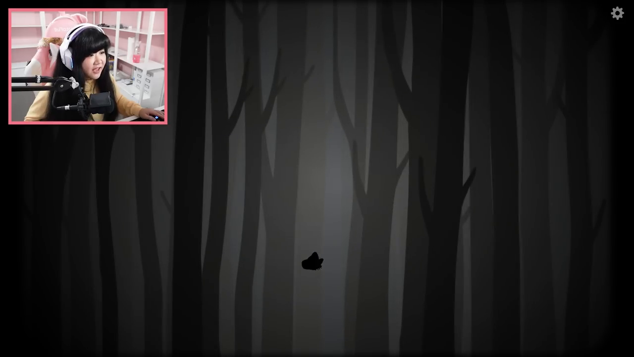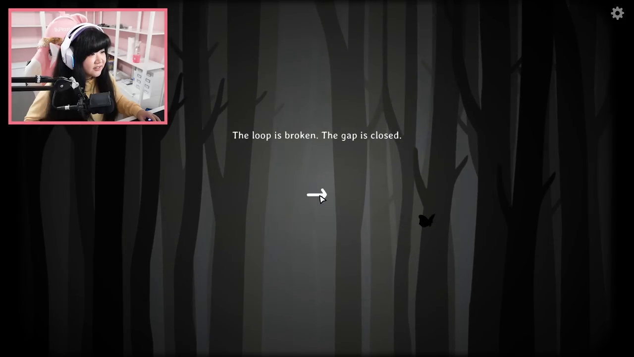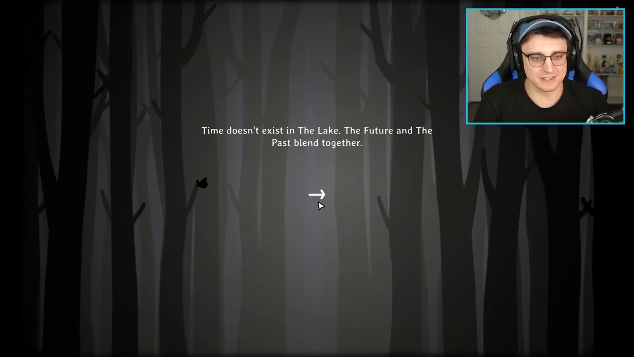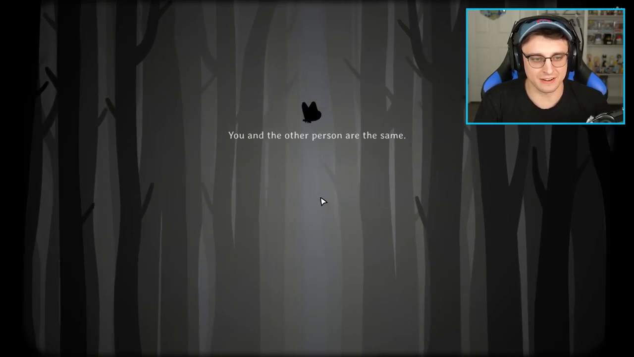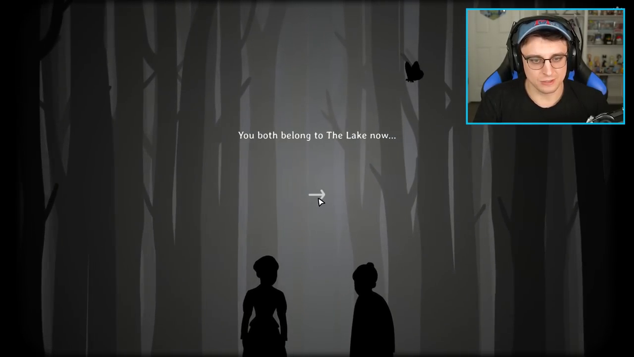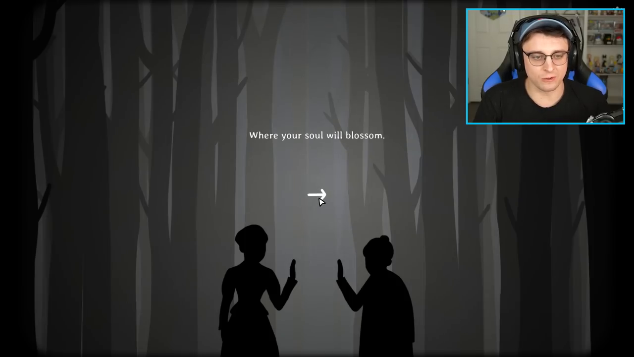You've reached the end. Has the other person also reached the end? Yes. The loop is broken. The gap is closed. Do we hit the arrow? I did. Okay. Time doesn't exist in the lake. The future and the past blend together. You and the other person are the same. You both belong to the lake now.